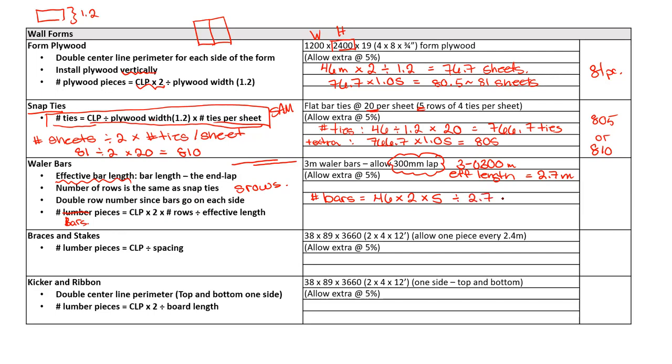So 2.7. And that will give us 170.4 plus waste, equals 170.4 times 1.05, which leaves me with a grand total of 179 pieces.